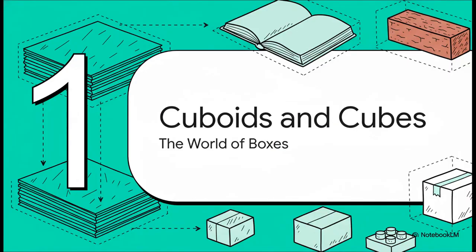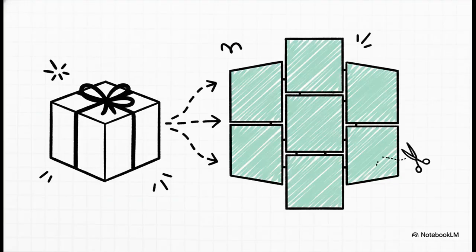Okay, so let's start with maybe the most familiar shape of all, the box, or as it's officially called, the cuboid. This is exactly what you get when you stack countless rectangular sheets of paper. Think about it. From a book to a brick, it is the foundation of so many things we use every single day. Now, what if you wanted to wrap that box as a gift? How much paper would you actually need?